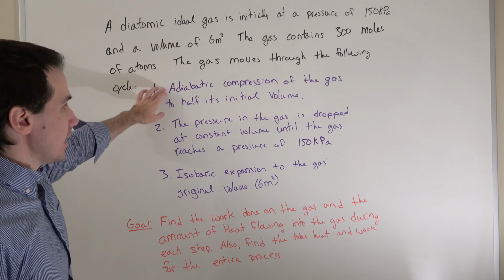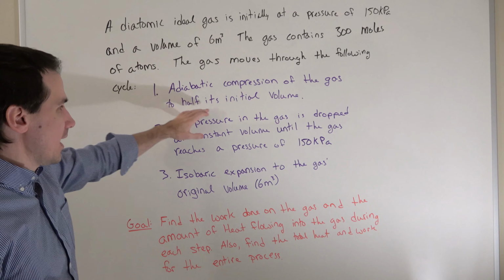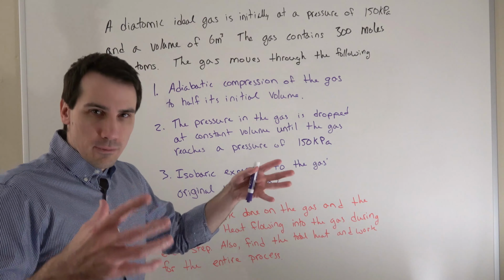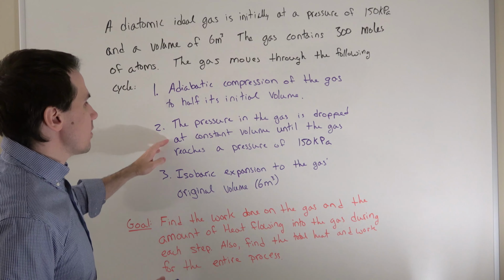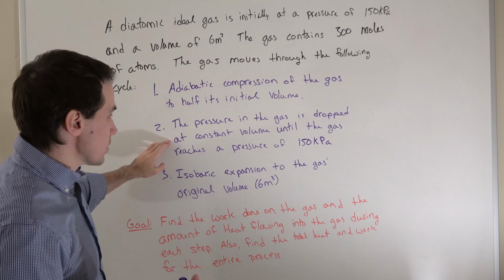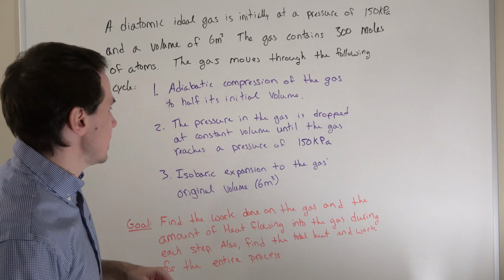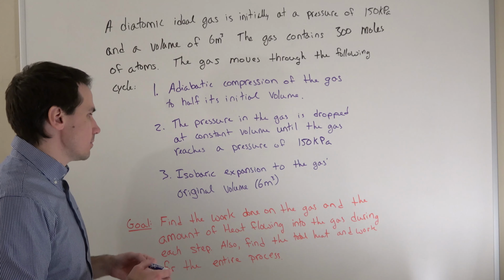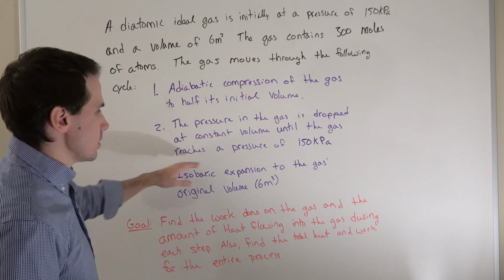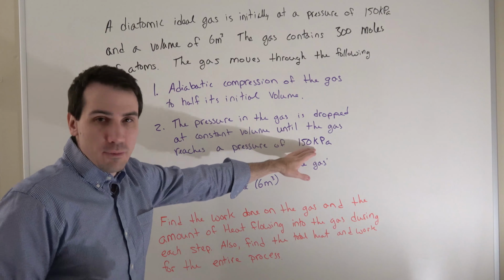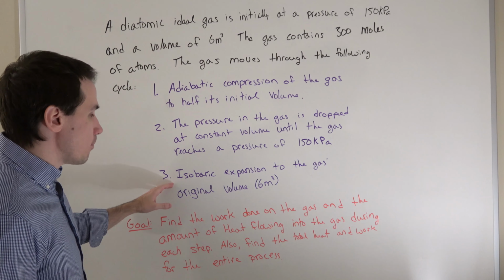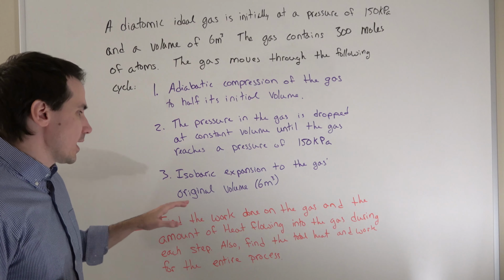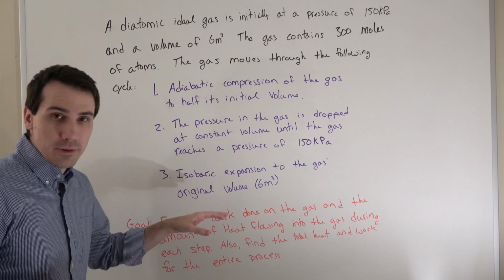First, there is adiabatic compression to half of the initial volume. So we're compressing the gas until it is half of its initial volume. We are then dropping the pressure of the gas at a constant volume until the gas reaches its initial pressure, 150 kilopascals. And then we have isobaric expansion until the gas is at its original volume.